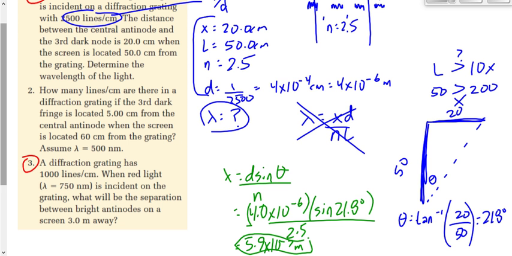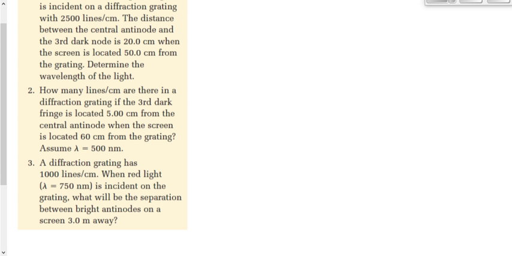Okay, let's take a look at number 2. How many lines per centimeter are there on the diffraction grating if the third dark fringe is located 5 centimeters from the central antinode? We're going to say X is 0.050 meters. We're going to say L is 0.60 meters. We're going to say lambda is 500 times 10 to the minus 9 meters, 500 nanometers. What are we looking for? How many lines per centimeter? What is that? Not D, 1 over D. But you know what? We'll get D first, and then we'll worry about getting 1 over D.